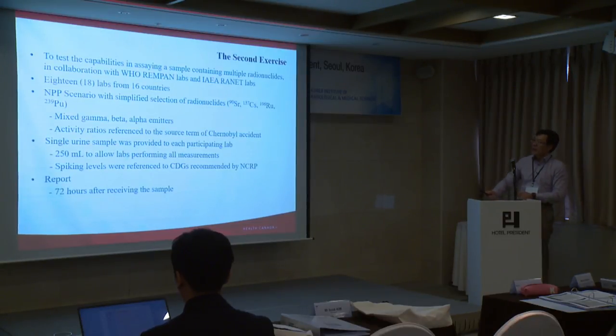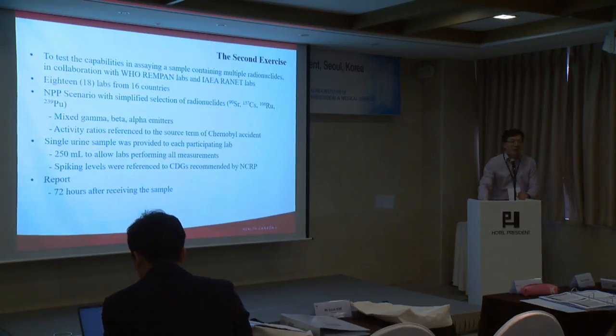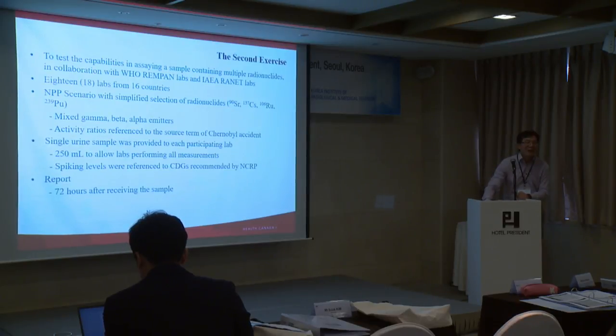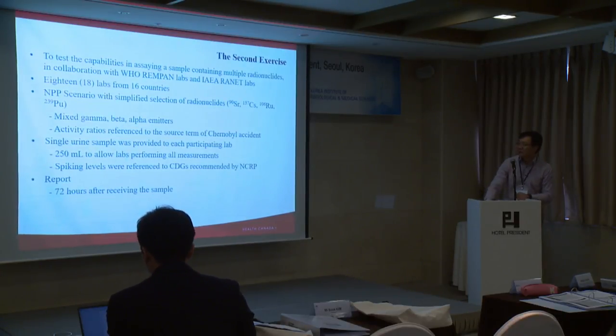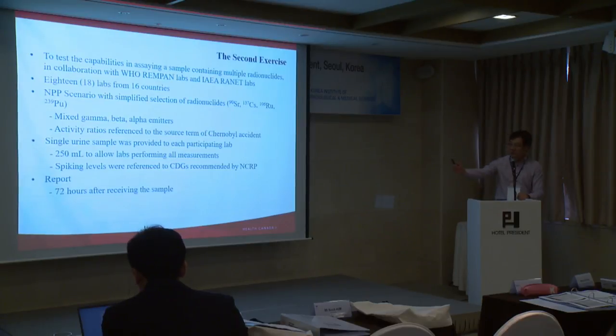So there were 18 labs from 16 countries that participated, including the majority of the labs from the REMPAN family. We gave 250 milliliter samples to each lab, quite generous, to allow them to finish all the measurements. And the spiking level, we started with a level derived from CDG, which is quite high. This is for ruthenium-106 because it gives the most of the dose.